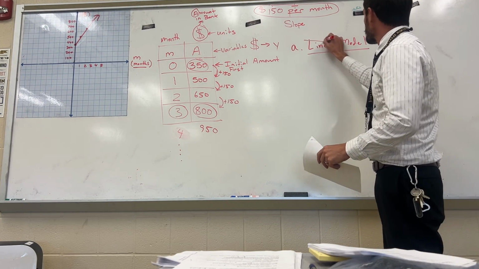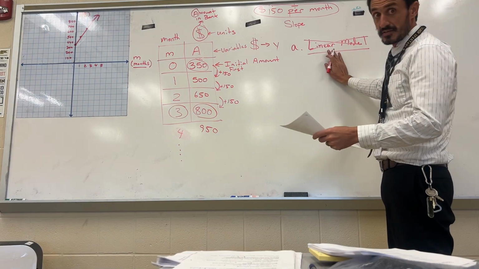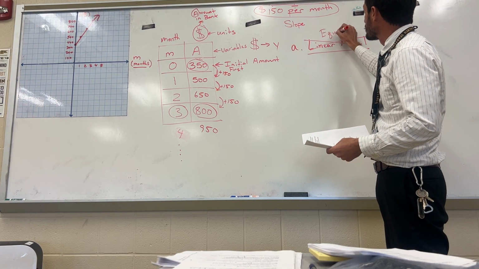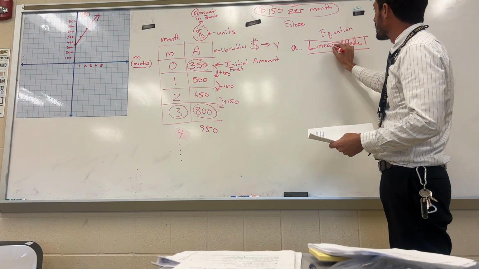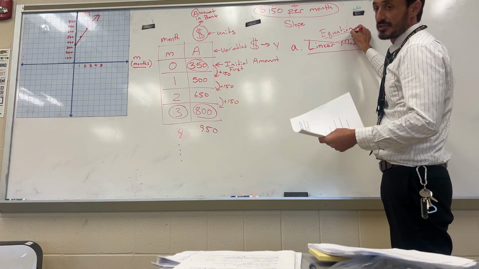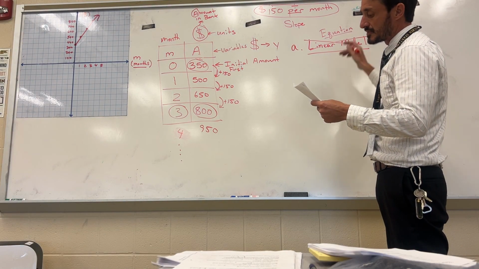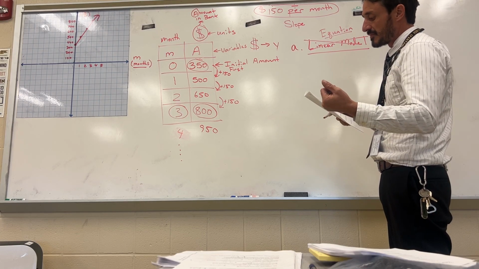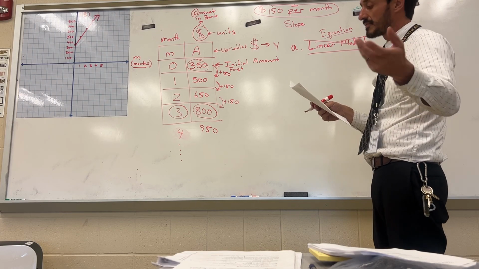Okay, so linear model, if you see this phrase, you will see this phrase in word problems. What this is talking about is the equation. So go ahead and cross out linear model and write equation. That's what it's asking us to do. So on part A, it says write a linear model that represents the total amount of money Paul deposits into the bank after m months.